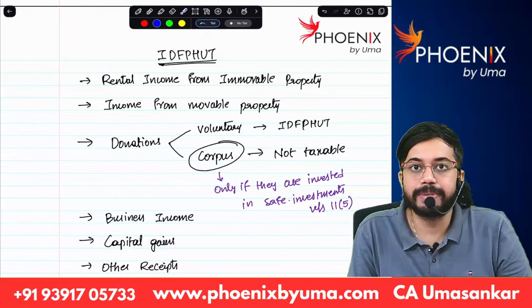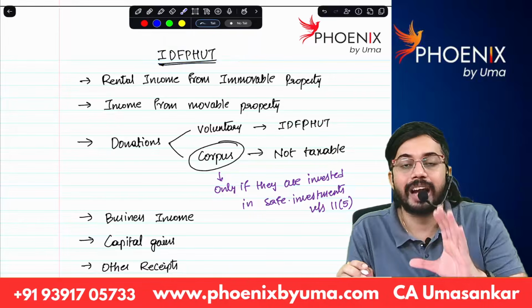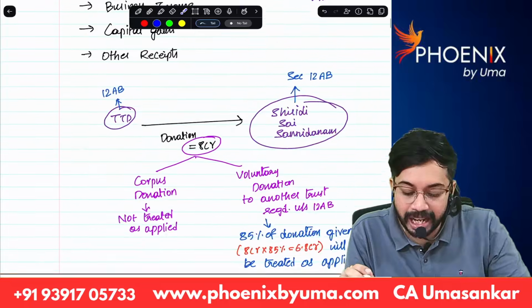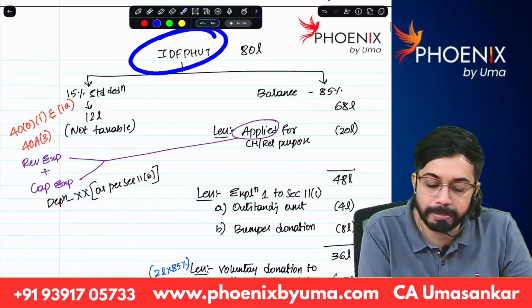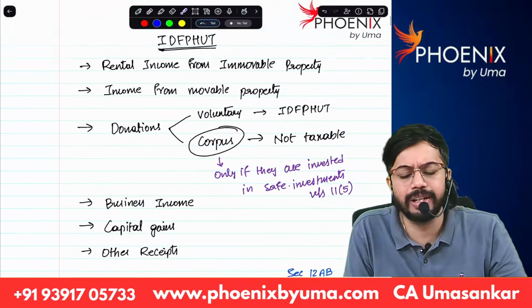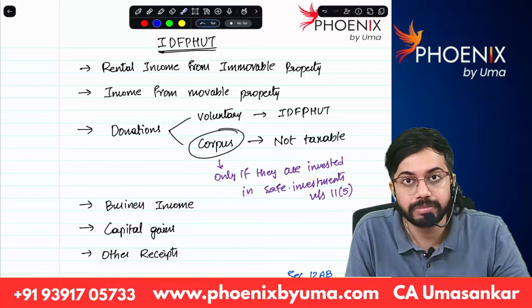There is one concept called income derived from property held under trust. First, understand what income derived from property held under trust means. Then I will explain the tax treatment for income derived from property held under trust. Only based on this concept, a question will come, if at all a question comes from trust taxation.